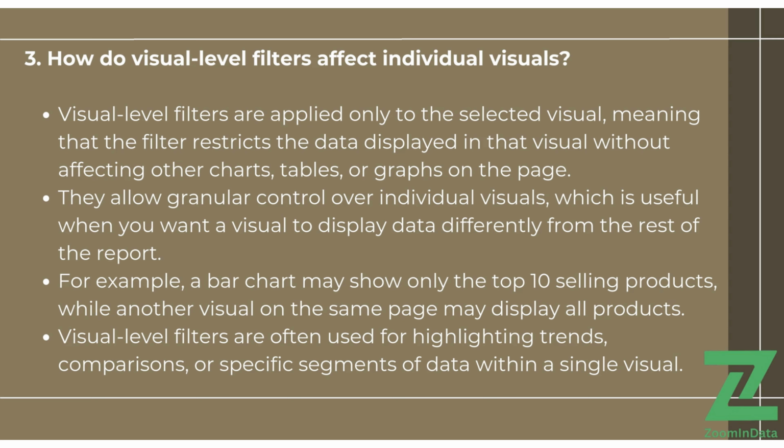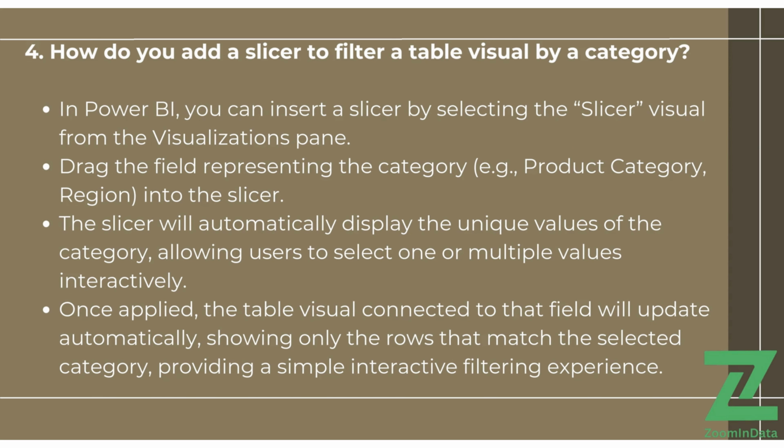For example, a bar chart may show only the top 10 selling products, while another visual on the same page may display all products. Visual level filters are often used for highlighting trends, comparisons, or specific segments of data within a single visual. Fourth question: how do you add a slicer to filter a table visual by a category?